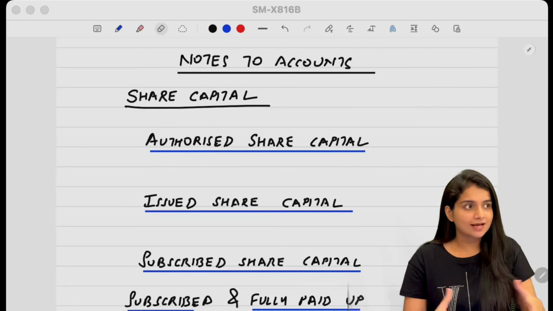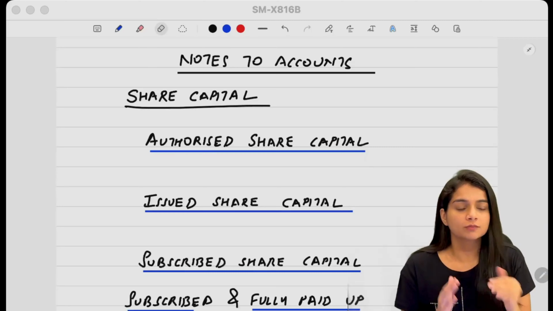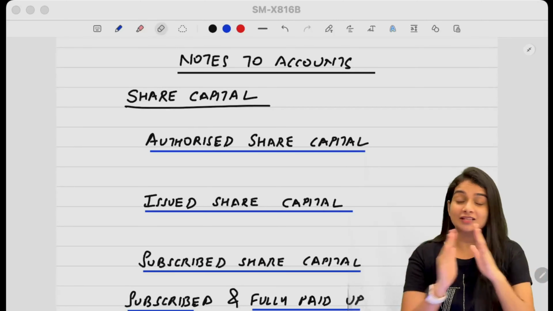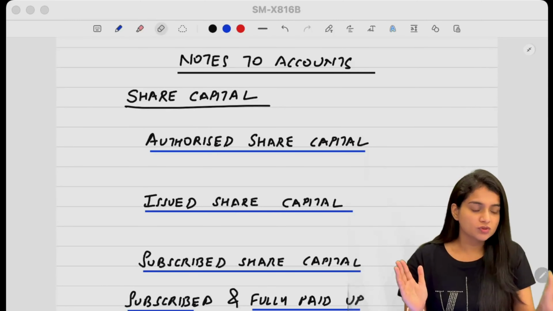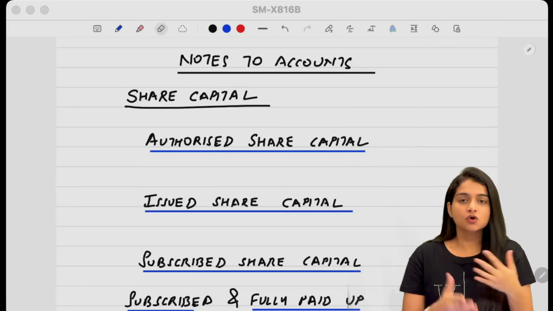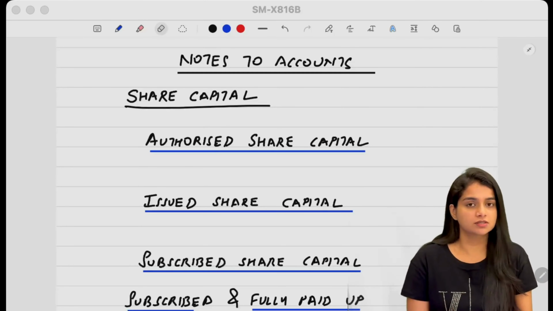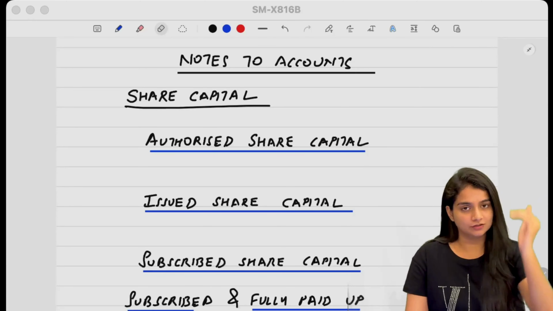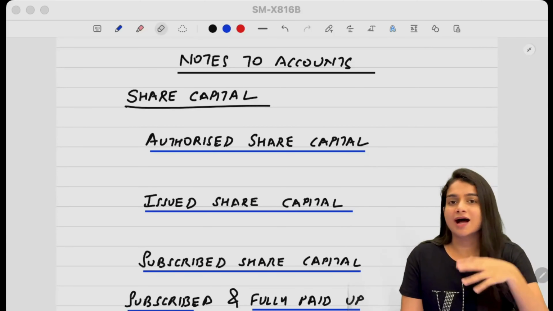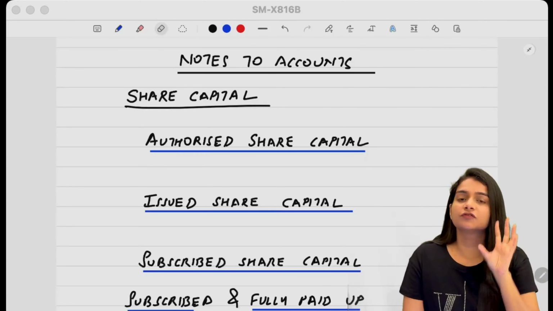A company has to maintain a certain schedule specified by the government, because of which it makes the balance sheet, and the balance sheet just shows the final figures. It does not have any workings to it. So all the workings of the company are shown in the notes to accounts. Now all other items in the balance sheet, notes to accounts, you can show as you want. There is no format. But share capital has a specific format.